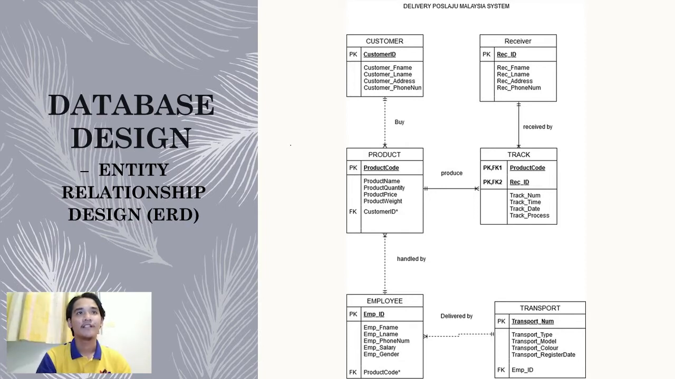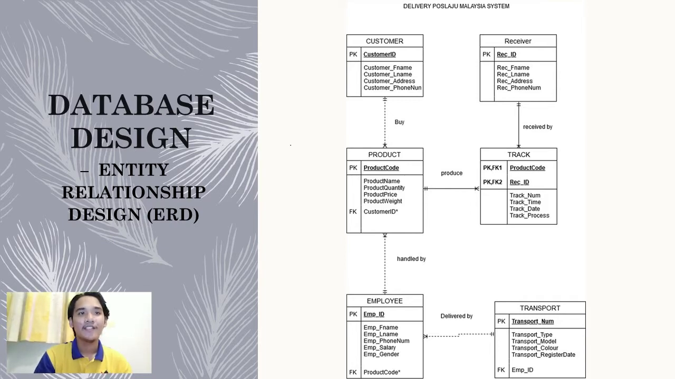It shows that one customer can buy many products. For the product entity, the primary key is product code, and other attributes are product name, product quantity, product price, product weight, and it contains a foreign key, that is customer ID from the customer entity. The product entity is connected to the employee entity and the track entity.